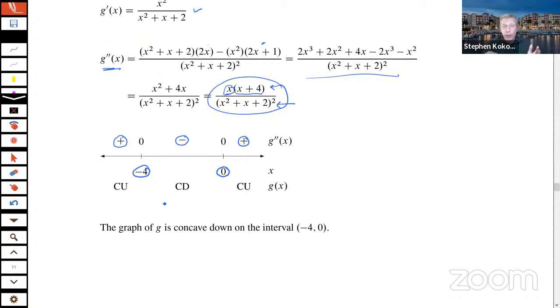Well, I know that the graph of g would be concave up here, concave down here, concave up here. I'm not asking about inflection points, although we could. And that tells me that the graph of g is concave down on the interval -4 to 0.